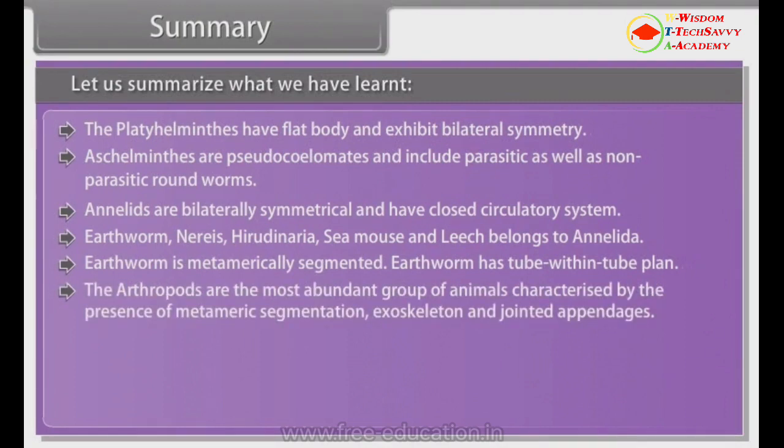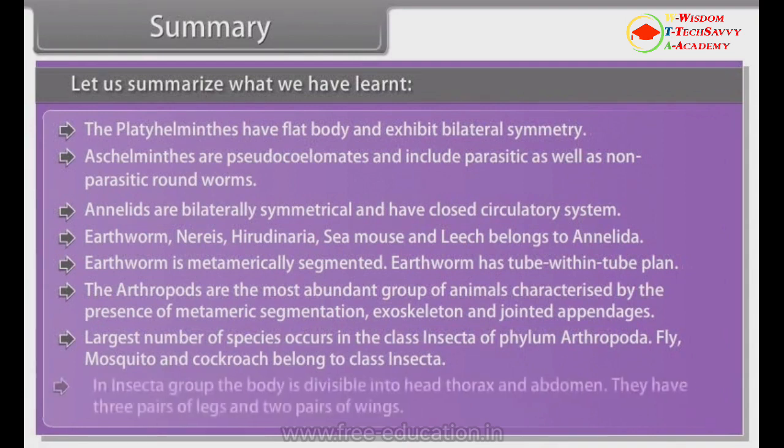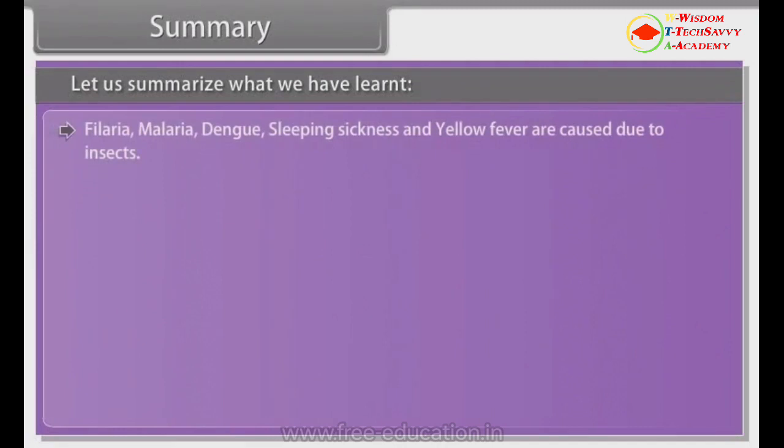The arthropods are the most abundant group of animals, characterized by the presence of metameric segmentation, exoskeleton and jointed appendages. Largest number of species occurs in the class Insecta of phylum Arthropoda. Fly, mosquito and cockroach belong to class Insecta. In the Insecta group, the body is divisible into head, thorax and abdomen. They have 3 pairs of legs and 2 pairs of wings. Filaria, malaria, dengue, sleeping sickness and yellow fever are caused due to insects.